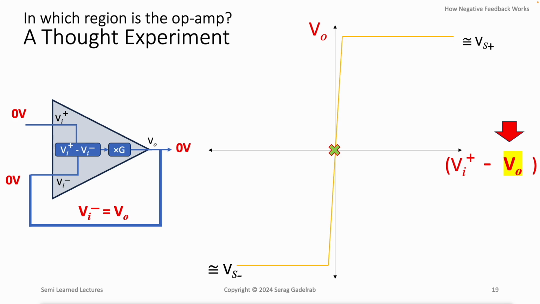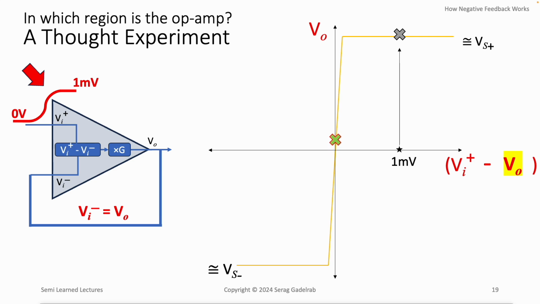We are now ready for the input to rise from 0 volts to 1 millivolt. This causes the difference between the input and output voltages to become 1 millivolt, which we plot as the star on the x-axis. That 1 millivolt is well beyond the linear region of the op-amp, and based on the input-output curve, it implies that the target end value of the output voltage will be within the saturation region, which means that it's going to be near 15 volts. And so the output voltage will start to rise towards that 15 volts.